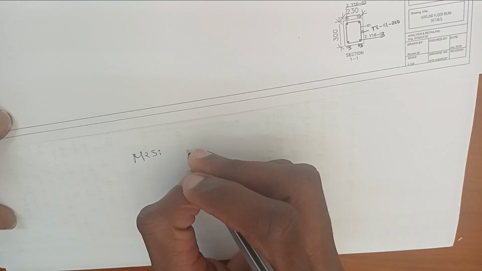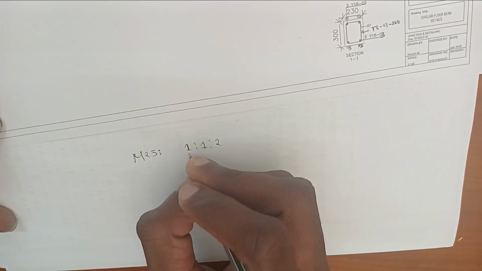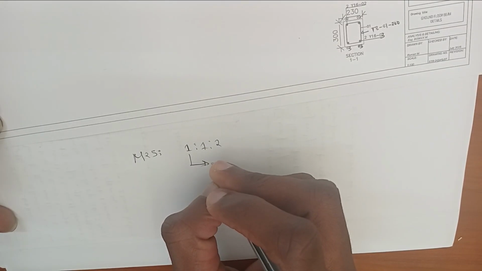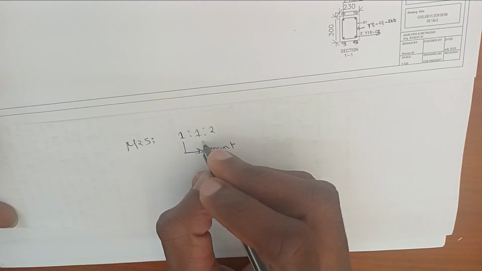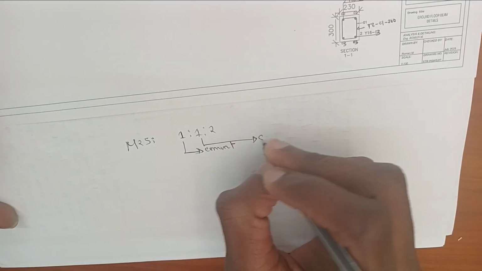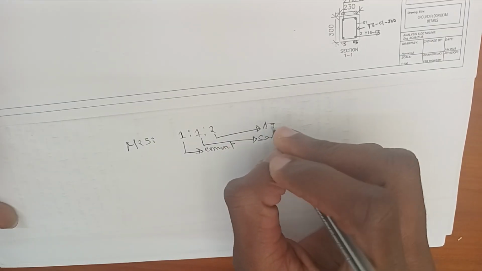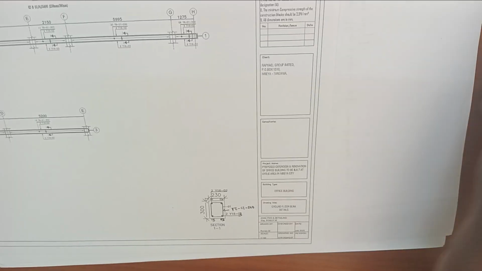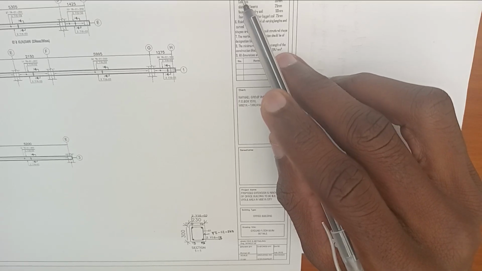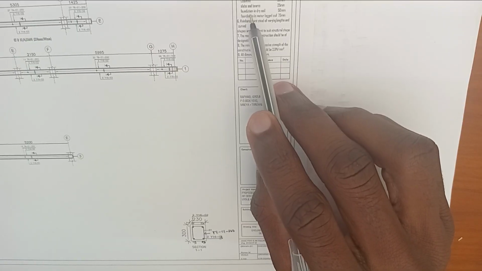Grade 25 means that it has a mix ratio of 1:1:2. The first is for cement, the second is for sand, and the last is for aggregates. Also in the general notes, number 5 shows that the concrete cover for the slab and beams is 25 millimeters.